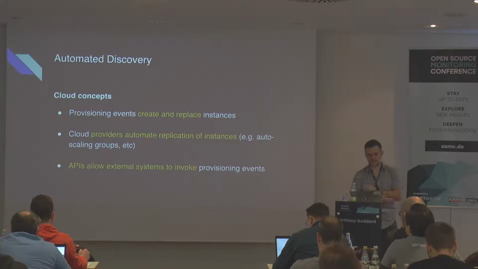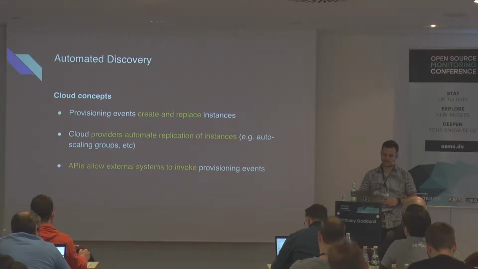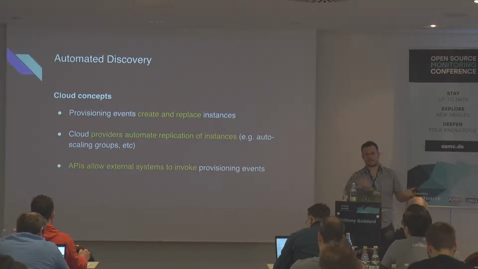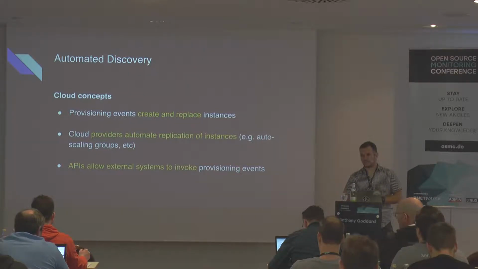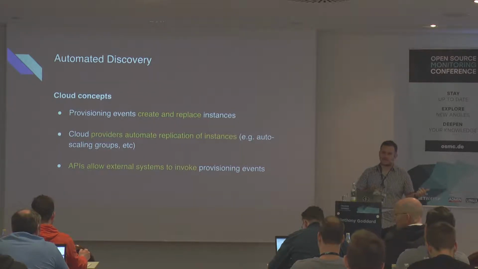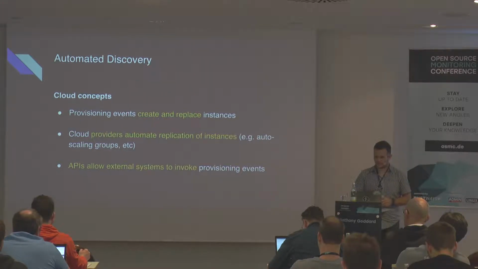Some of the cool things that the cloud gives us are provisioning events that do creation of instances and replacement of instances, and automated scaling of instances, so auto-scaling groups, for example. Your cloud provider can just go from 2 instances of a web server to 100 instances and back down to 2 instances. And external systems are able to use APIs to your infrastructure to request changes to be made. That may be changes with networking, it may be changes with spinning up instances. These are all really cool things about the cloud, and they're things that make monitoring a challenge.